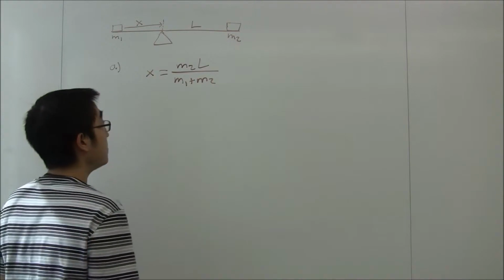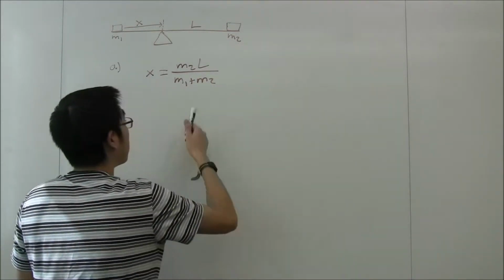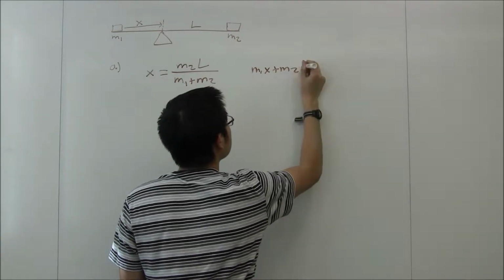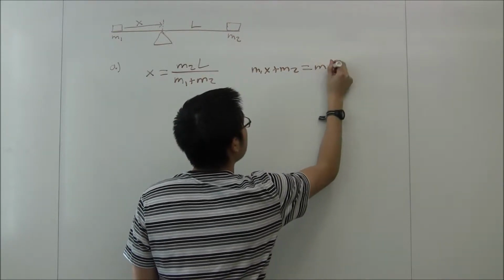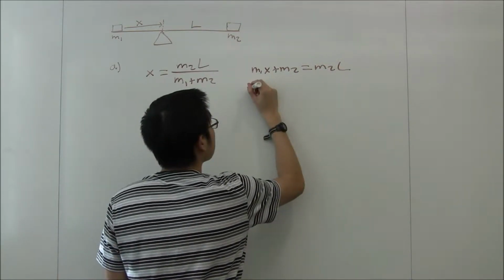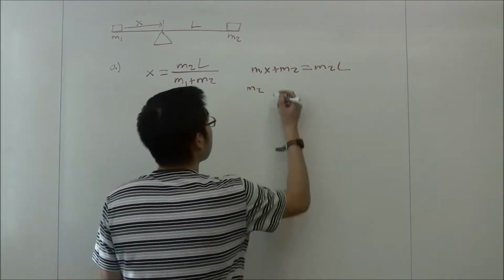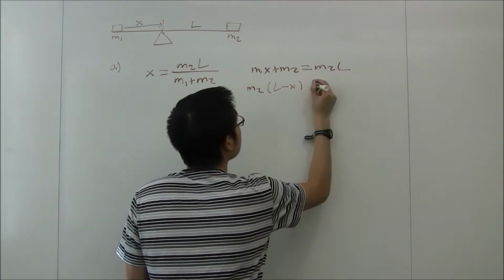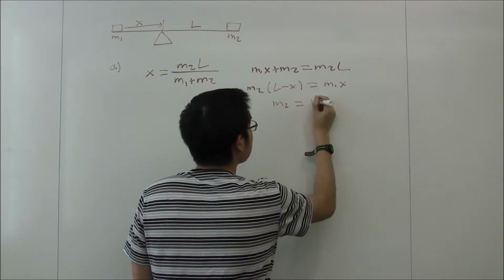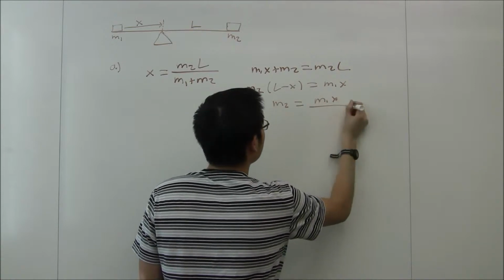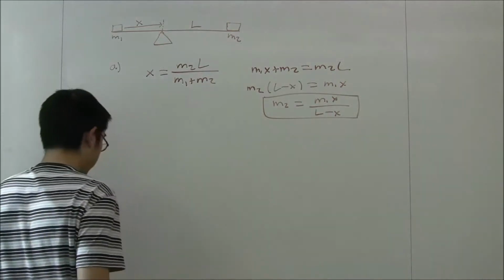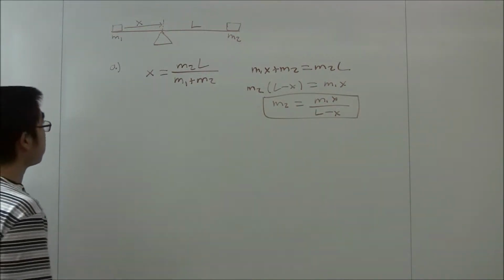Now we can solve for m2. Moving the denominator to the left-hand side, we get that m1 times x plus m2 times x is equal to m2 times L. And now, grouping up the m2 terms and factoring out the m2, we get m2 times (L minus x) is equal to m1 times x, which means that m2 is equal to m1 times x all over (L minus x). So that's our final answer for part A.